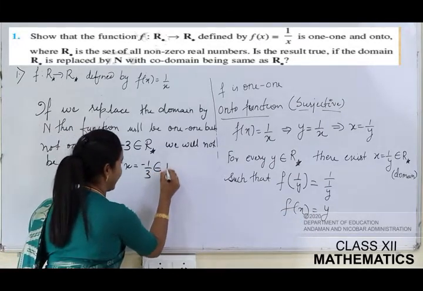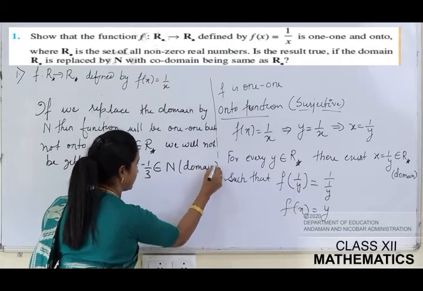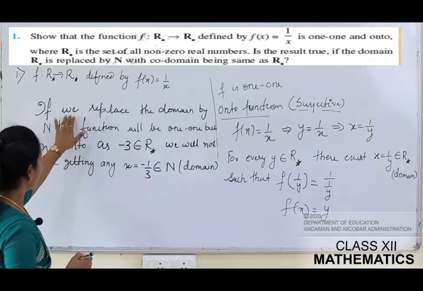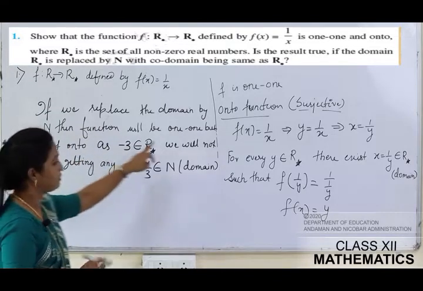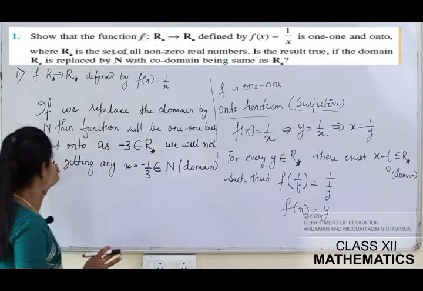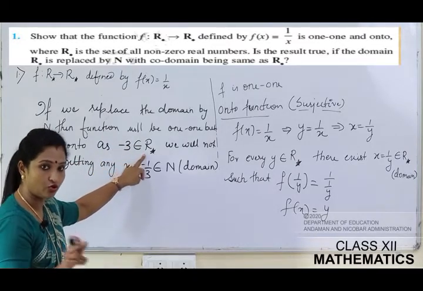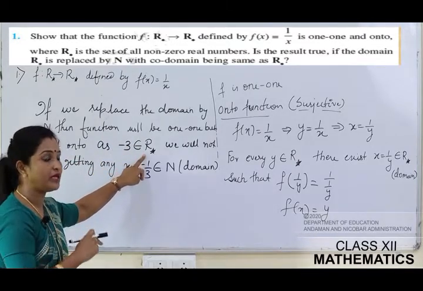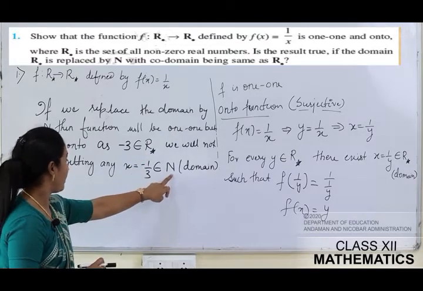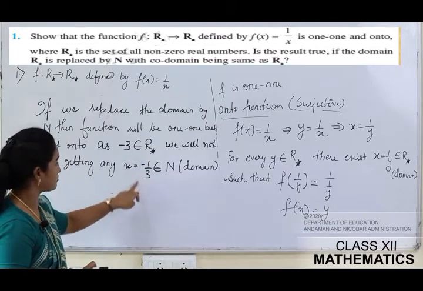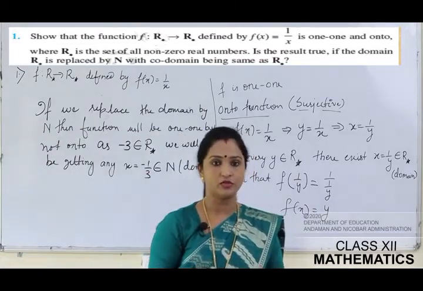Belongs to N, which is nothing but the domain. Clear, children? So this part is very important. If you replace the domain by the natural number, that is N, then the function will be 1 to 1 but not onto, as if you take a negative number in the codomain, you will not be getting any pre-image in the domain. You will not be getting any x equal to -1/3 which belongs to capital N, that is the domain. So this is the first question. I hope this question is clear to you.